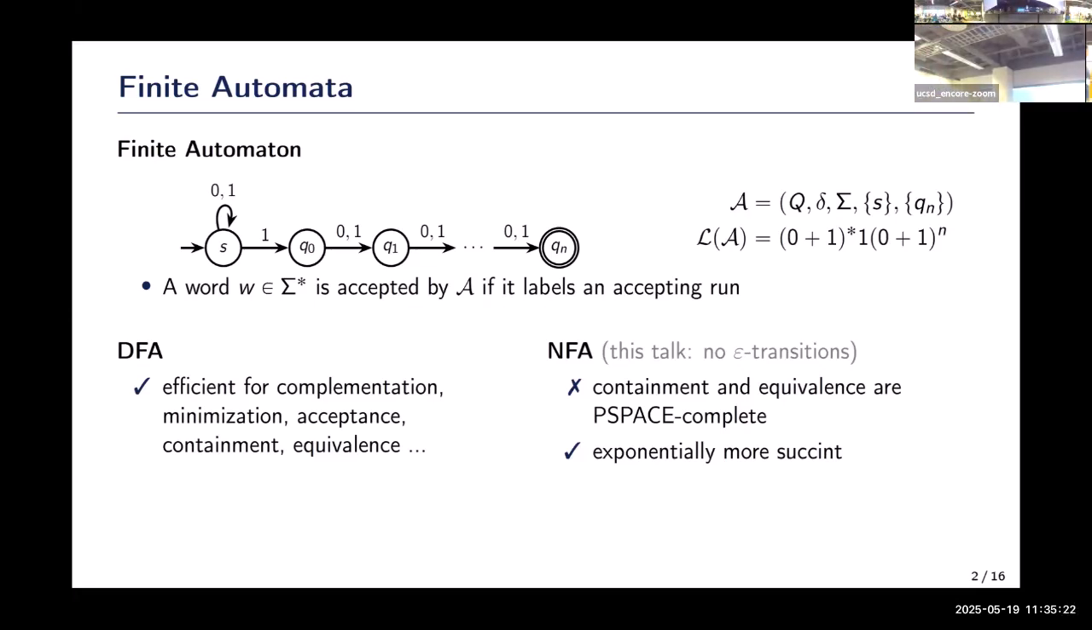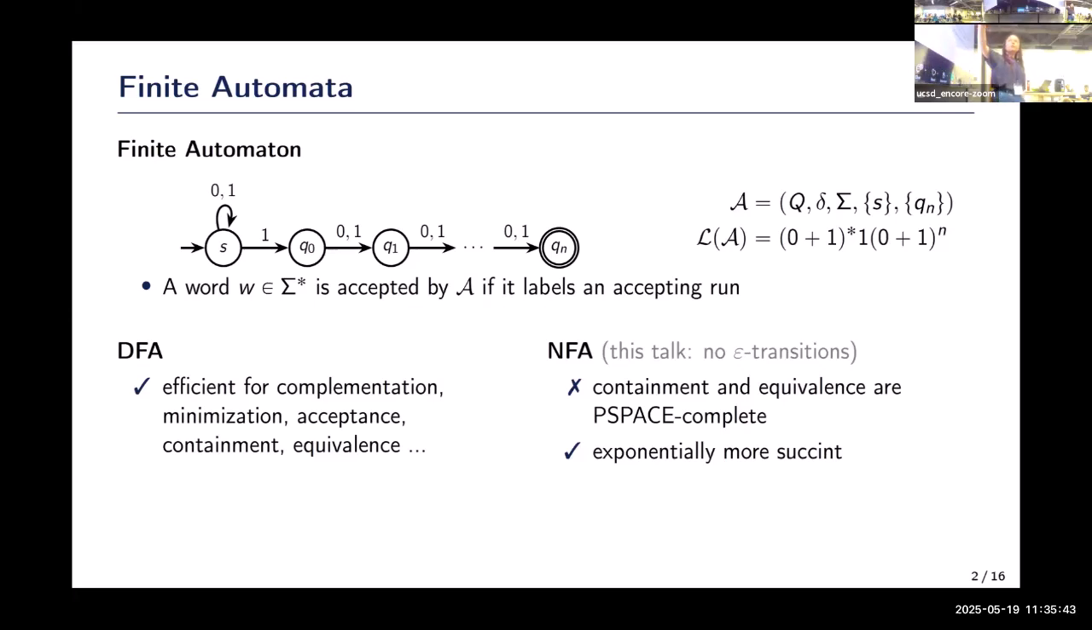But we still like NFAs because they are exponentially more succinct. What I mean by that is that I would need fewer states to express the same language. I told you they could express the same language, but if I convert an NFA to a DFA, where I'm only allowed deterministic transitions, I might have an exponential blow-up. So that's actually a good example.